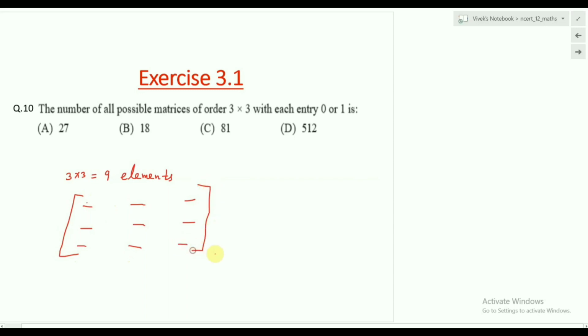Okay, it means each place we can fill by 2 ways, either 0 or 1. So how many ways we can fill? First place we can fill in 2 ways. Second place also 2 ways. So 2 into 2 into 2 up to 9 times. So this will be number of all possible matrices. So how many will we get? 2 to the power 9. 2 to the power 9 is 512. So this will be the answer. D part.